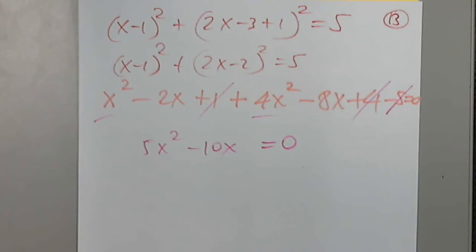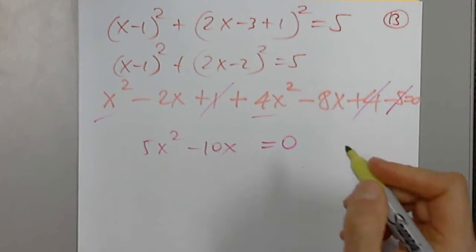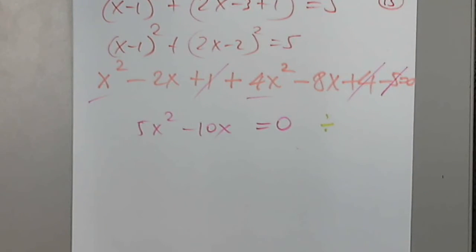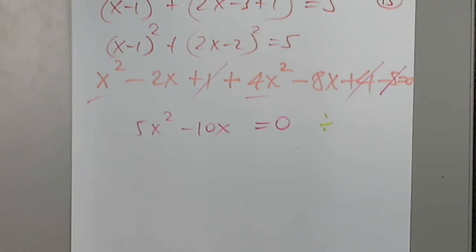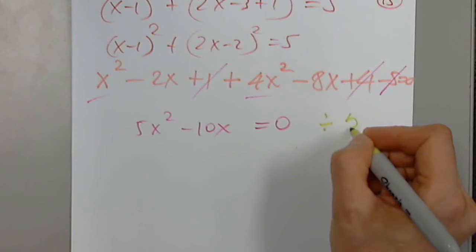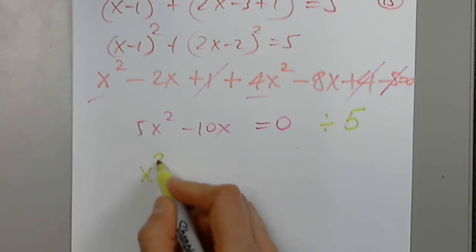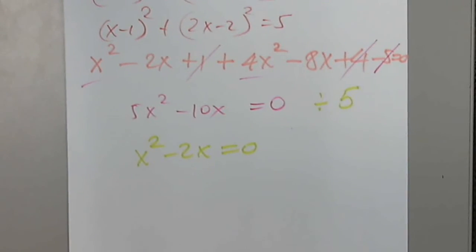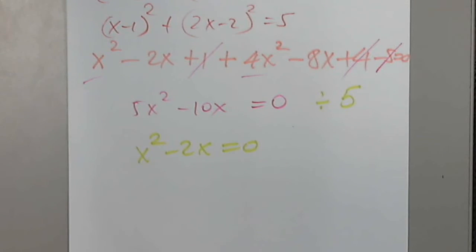Remember, clean it up, factor, simplify. I can never divide by x. I'm not allowed to. But I will definitely divide both sides by 5 to make it as simple as possible. Very good. Awesome. Thank you. So x squared minus 2x equals 0. What type of equation is it, and how many solutions do I have to present?